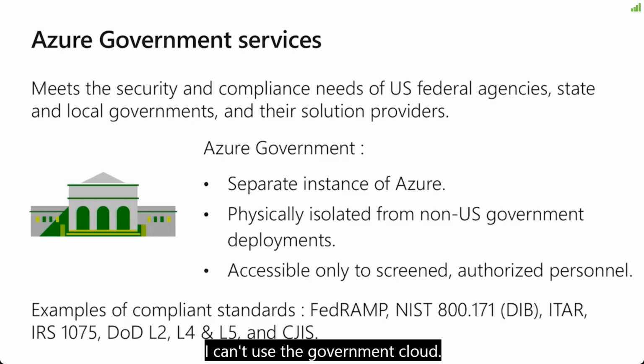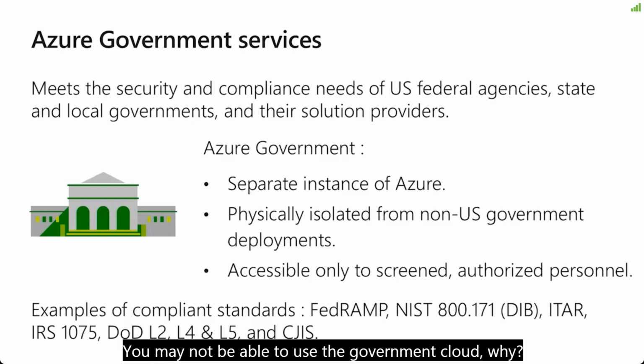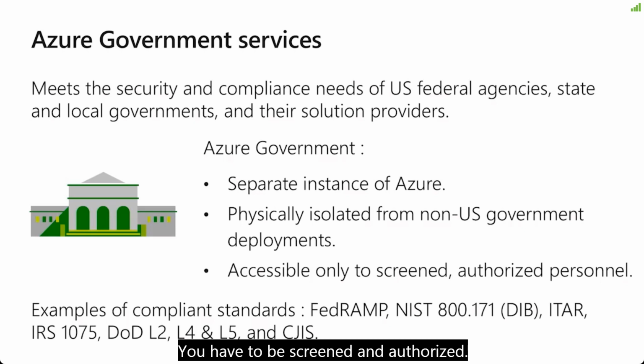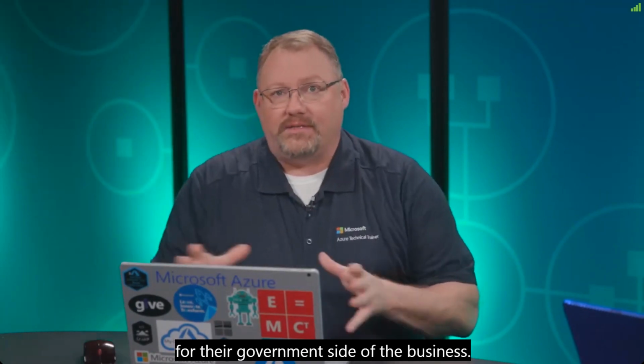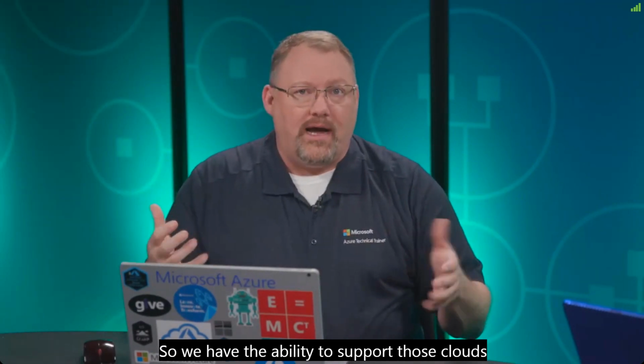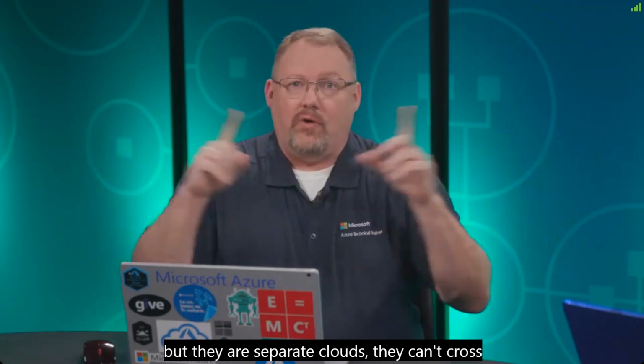I can't use the government cloud. You may not be able to use the government cloud. Why? You have to go through a vetting process. You have to be screened and authorized. But some of our customers that have both a public side of a business, like some of our airline companies and some of our manufacturers, they have a public side of the business, but they also have government contracts. Sometimes some of those organizations will span both. They'll be in the Azure Commercial for their commercial side of their business, and they'll be in Azure Government for their government side of the business. So we have the ability to support those clouds, but they are separate clouds. They can't cross information between.